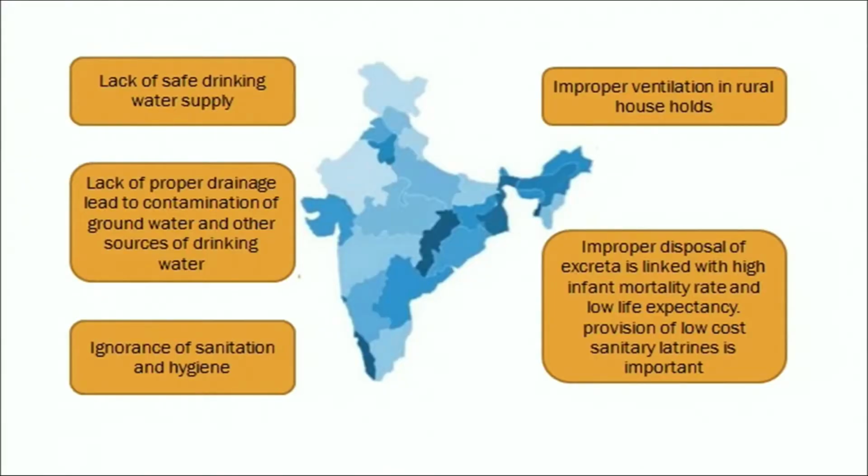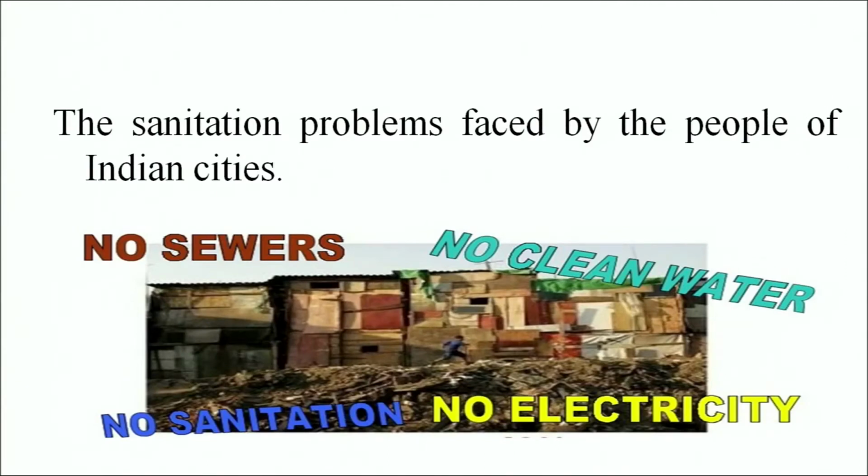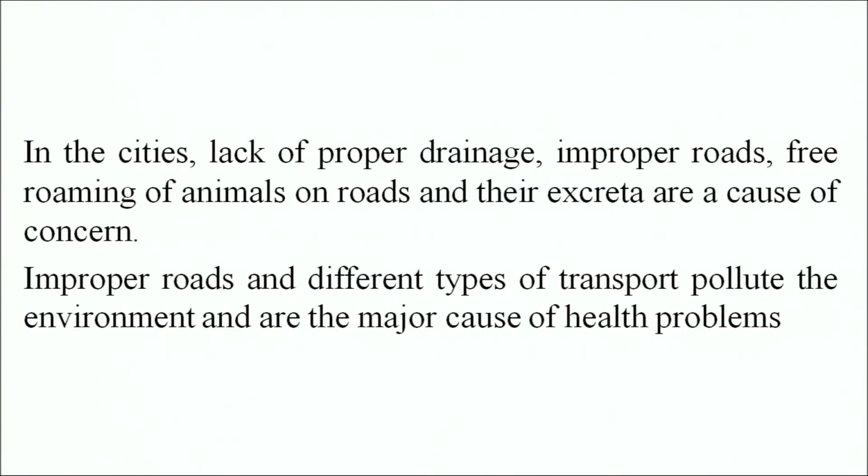So, the problems faced by rural people are lack of safe drinking water supply, lack of proper drainage leading to contamination of groundwater and other sources of drinking water, ignorance of sanitation and hygiene, improper ventilation in rural households, improper disposal of excreta, etc. The sanitation problem faced by the people of Indian cities: no sewer, no clean water, no sanitation, no electricity. In cities, lack of proper drainage, improper roads, free roaming of animals on roads and their excreta are a cause of concern.